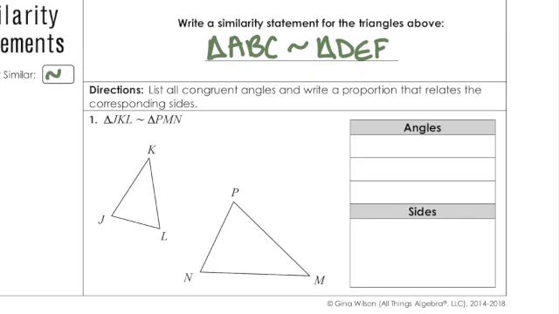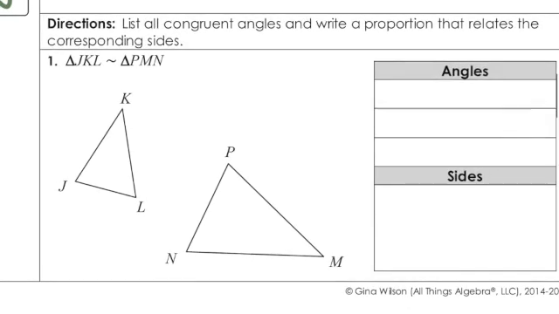So now let's list all congruent angles and write proportions that relate the corresponding sides. We're not writing that the sides are congruent because they're not. They're proportional. They're similar. Okay? So listing all congruent angles is pretty easy because angle J is congruent to angle P, because J is the first letter, P is the first letter. So angle J is congruent to angle P. Okay?